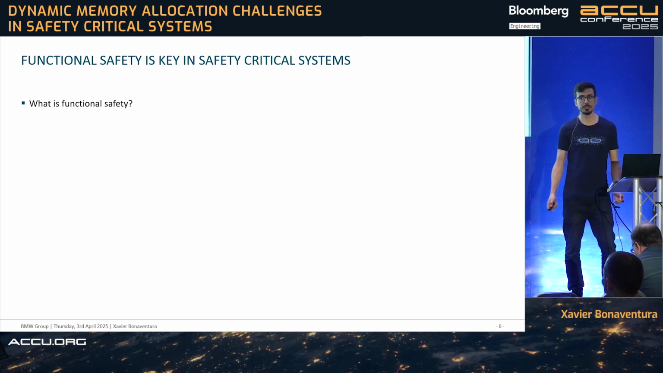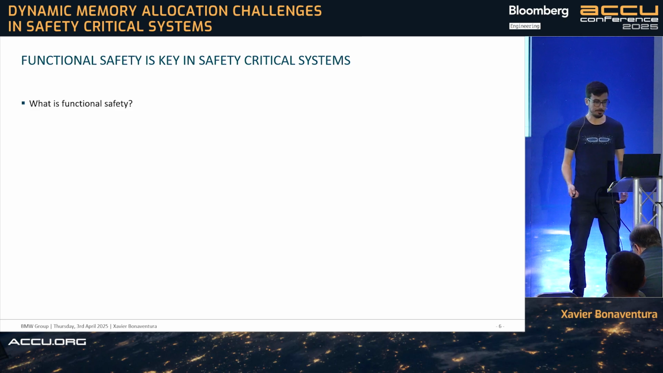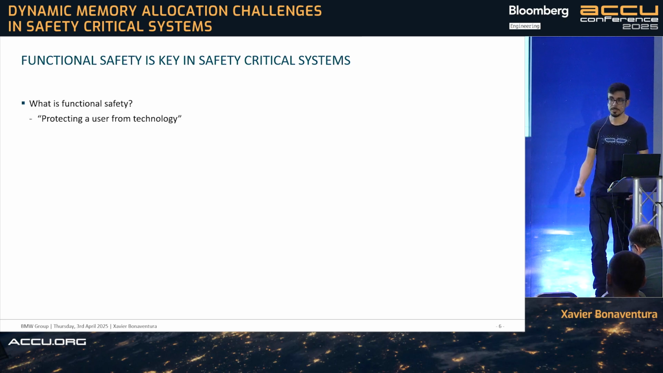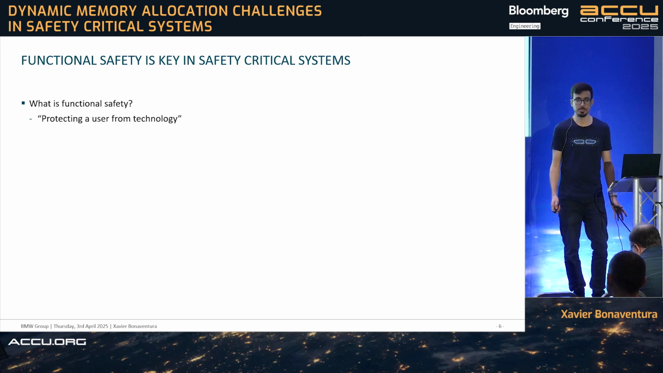Now, when we are in safety critical systems, you will hear a lot about functional safety. This is something that has been going on the last one or two years, talking about safety in the C++ community. And there's not a good understanding of what we mean when we talk about safety. Safety has a very wide range of meanings. And in safety critical systems, we care about functional safety. What is that? To keep it short, it's protecting a user from technology. That's what we want to achieve.